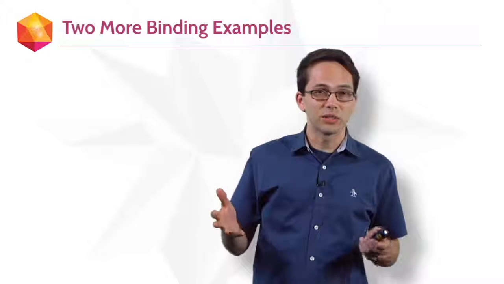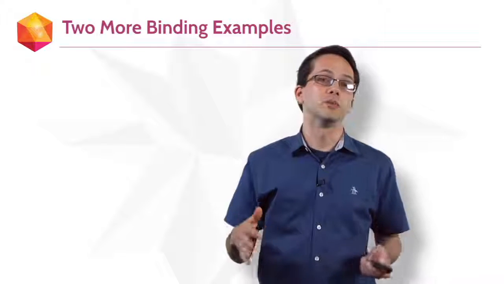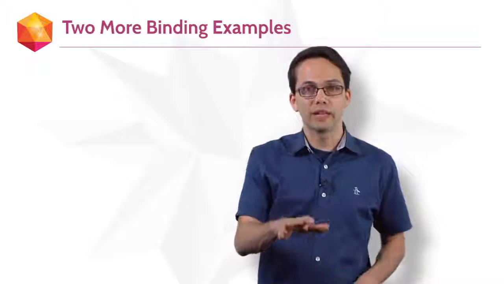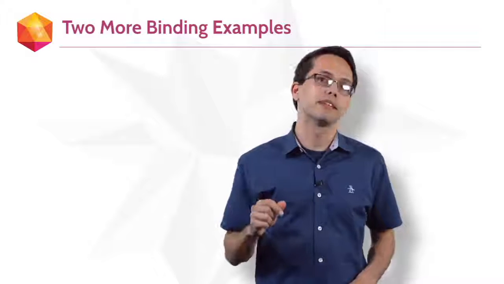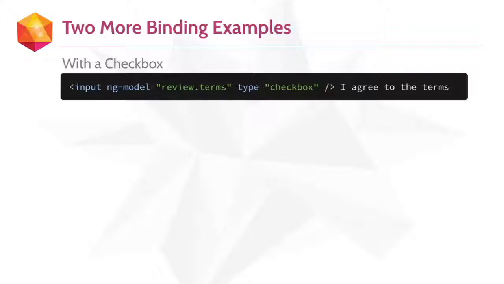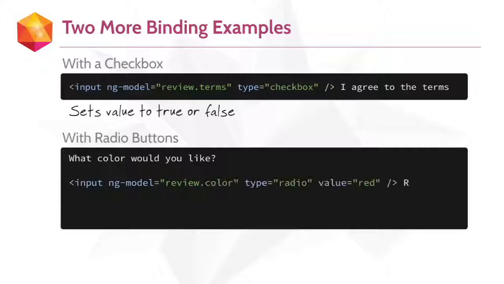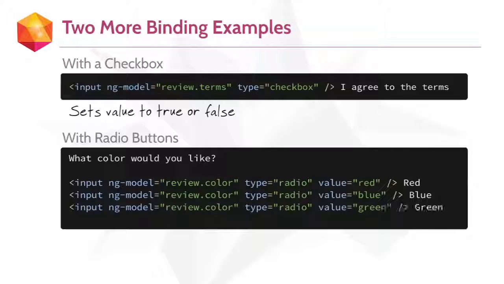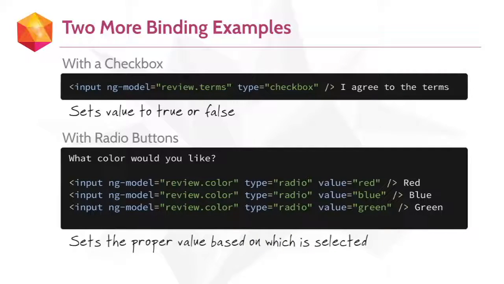Obviously, our form isn't going to work yet. We haven't told it what to do when it gets submitted. But before we do that, I want to let you know about two more binding examples. First, if you have a checkbox, we could use ng-model to bind to the checkbox, which will set it to true or false. Also, with radio buttons, we could set ng-model. In this case, of course, the value would be red, blue, or green, based on which is selected.